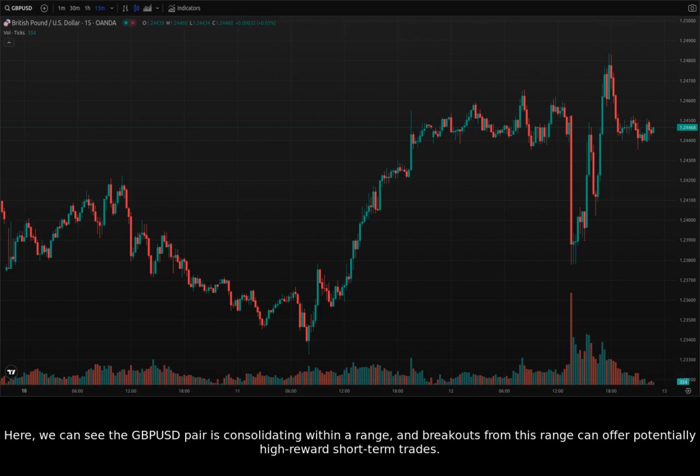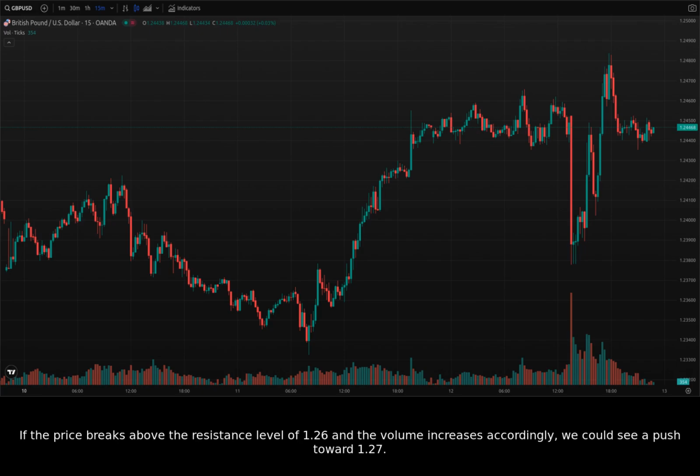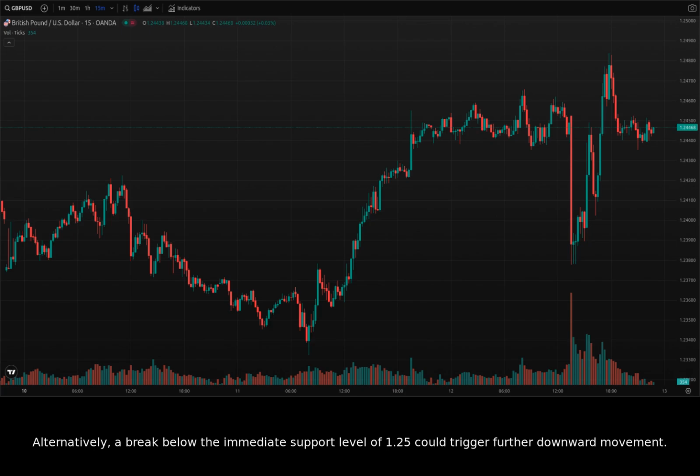Here, we can see the GBPUSD pair is consolidating within a range, and breakouts from this range can offer potentially high-reward short-term trades. If the price breaks above the resistance level of 1.26 and the volume increases accordingly, we could see a push toward 1.27. Alternatively, a break below the immediate support level of 1.25 could trigger further downward movement. However, it's essential to consider stop-loss orders to limit potential losses.